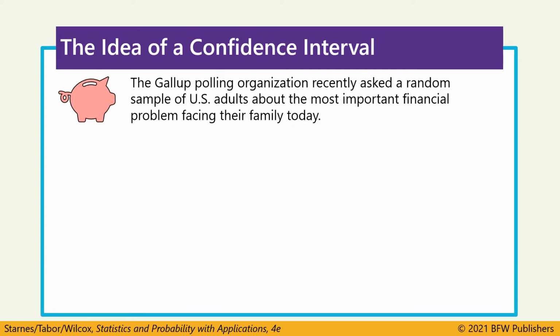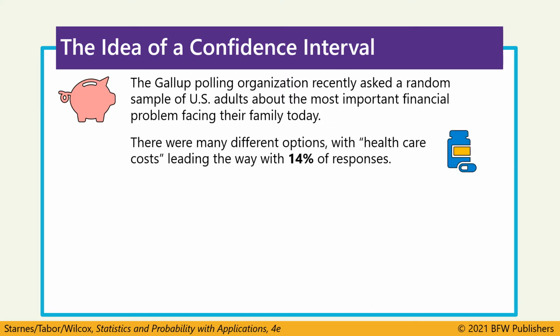For example, the Gallup polling organization recently asked a random sample of US adults about the most important financial problem facing their family today. There were a number of different options, but healthcare costs led the way with 14% of responses. Now, we would use this sample result. This is a p-hat because it's about a sample. We didn't talk to all families or all adults in the United States. We only talked to a certain subset of them, usually in a Gallup poll between 1,000 and 2,000 people. 14% of our sample said healthcare was their main financial problem.